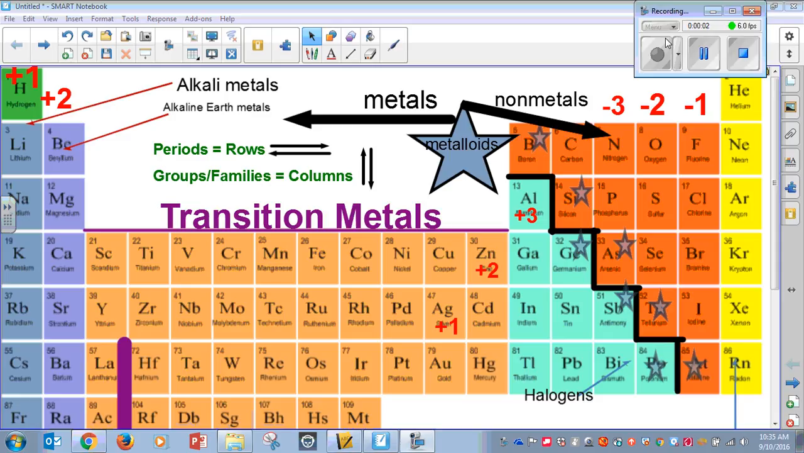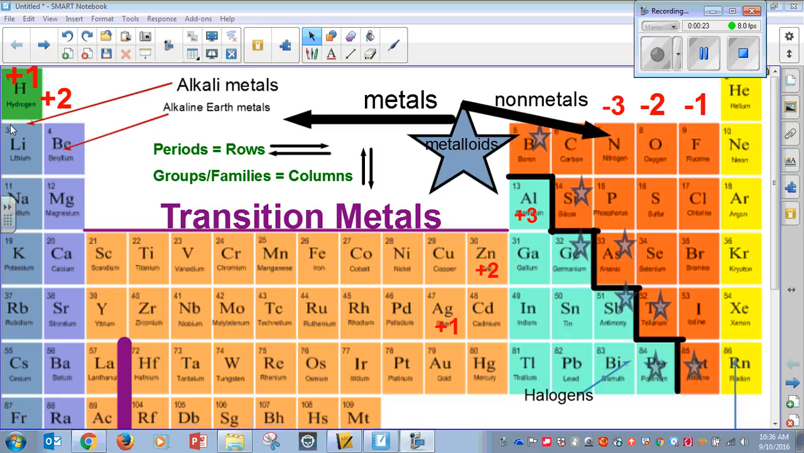So here's the basics of what you need to know about the periodic table for this unit test. The periodic table is organized into periods or rows and groups or families, which are columns. For this unit, we're focused primarily on the groups, the families.